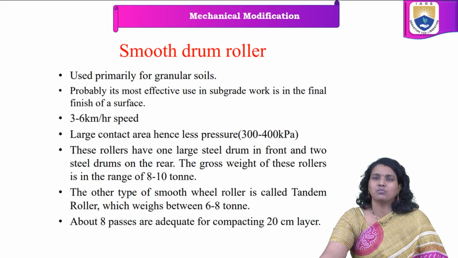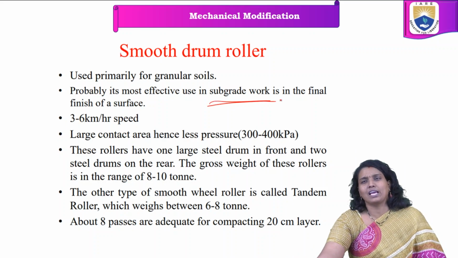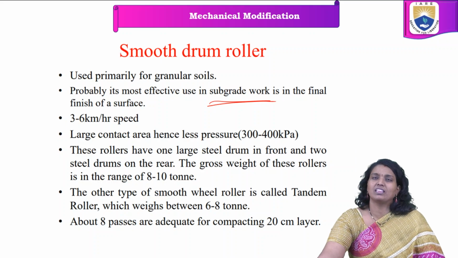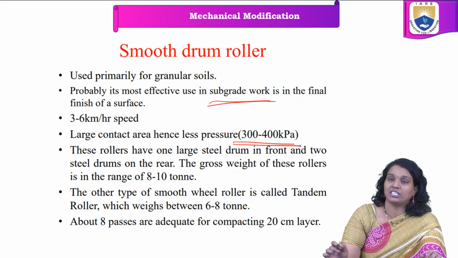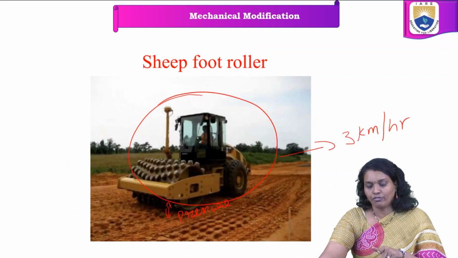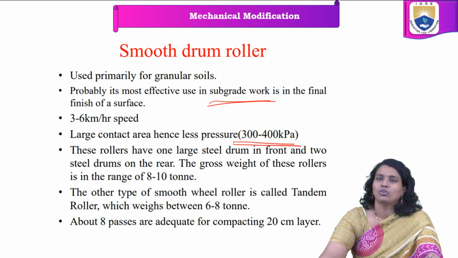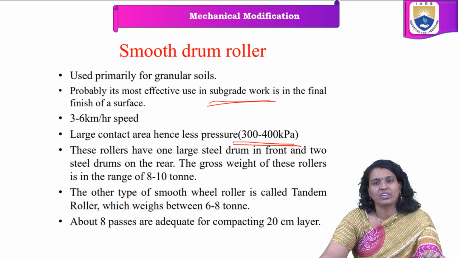It is most effective for the subgrade work, and it has the same speed, between 3 to 6 kilometers per hour. It has a large contact area, hence less pressure. The contact pressure is less when compared to the previous one, the sheep foot roller. Here it is 300 to 400 kilopascals. These rollers have one large steel drum in front and two steel drums on the rear. The gross weight of these rollers is in the range of 8 to 10 tons.